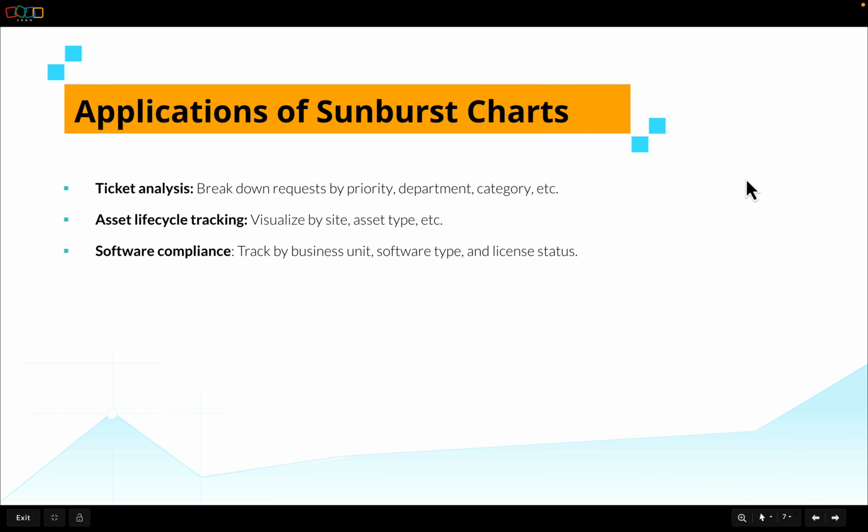And this isn't just limited to alarms. Sunburst charts can be applied to a wide range of IT scenarios, such as ticket analysis, where you can break down requests by priority, department, category, etc., or asset lifecycle tracking, where you can visualize by site, asset type, or even software compliance with business unit, software type, and license status.